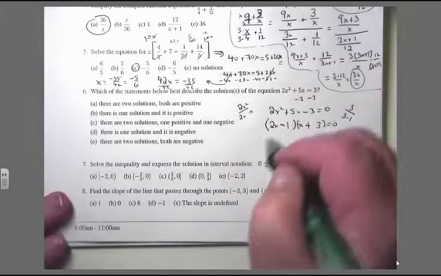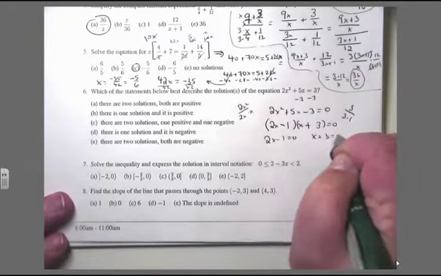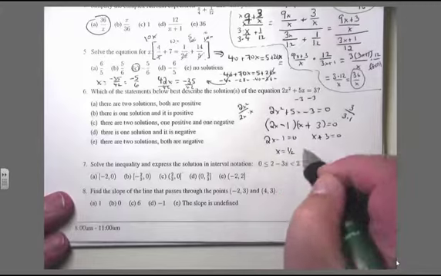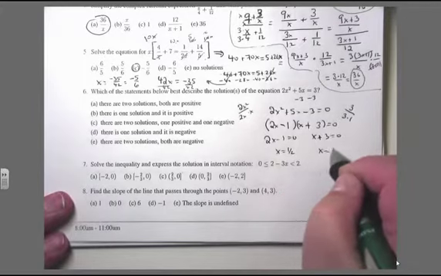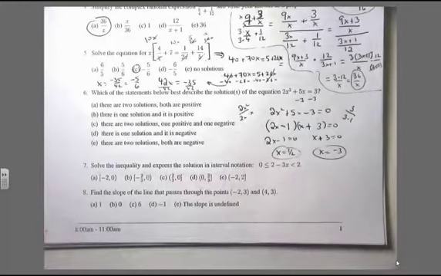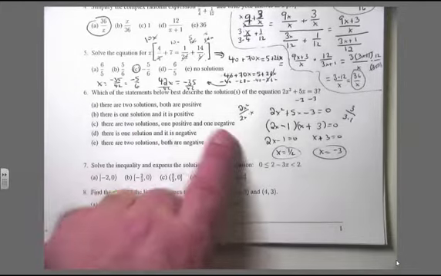Then you set each factor equal to 0. x minus 1 equals 0, and x plus 3 equals 0. Then solve for x. Add 1, divide by 2, x is 1/2. Subtract 3, x is negative 3. So in terms of my answers, I have one positive answer and one negative answer. So there's two solutions on this thing. Both positive, both negative, and then both C. There are two solutions, one positive and one negative. The answer is C.